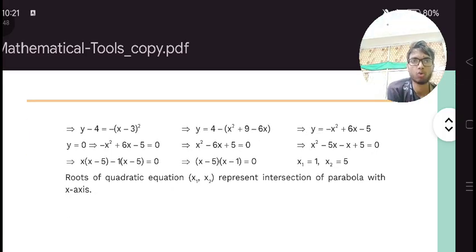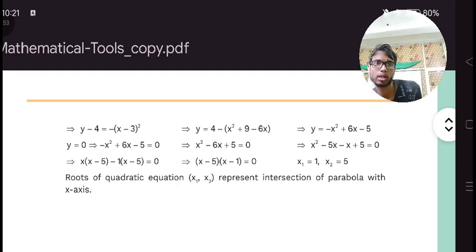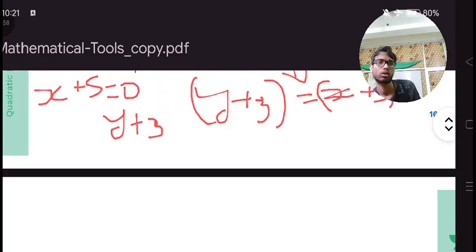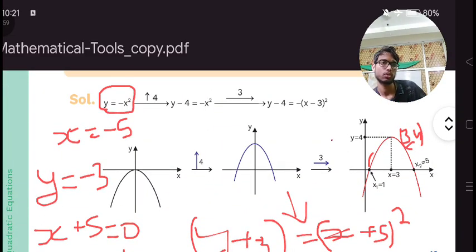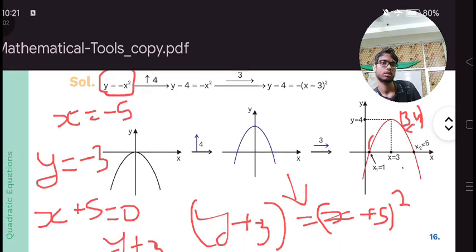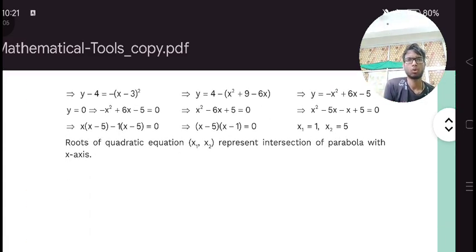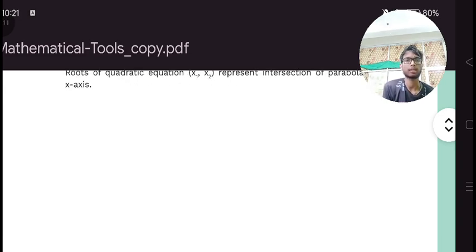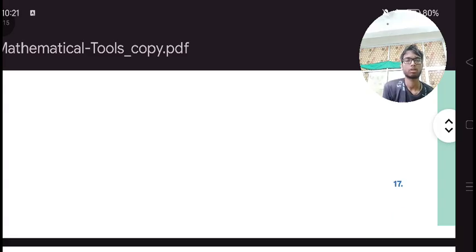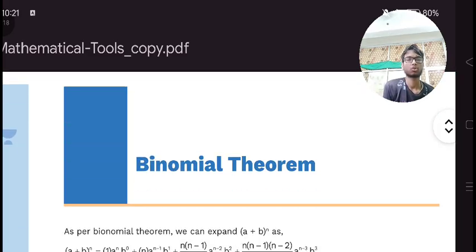Y minus 4 is equal to minus, okay, x is equal to 1, and then another is 5. So here we can see this 1 and this 5. Roots of a quadratic equation represent the intersection of a parabola with the x-axis. Yeah, we saw the intersection here. So finally we have completed the quadratic equation.